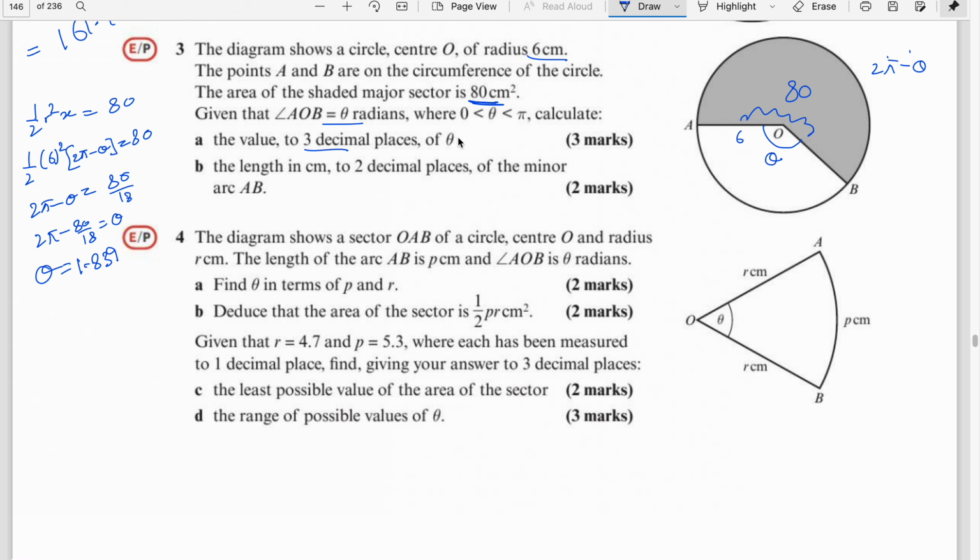θ is 1.839 radians, rounded to 3 decimal places.